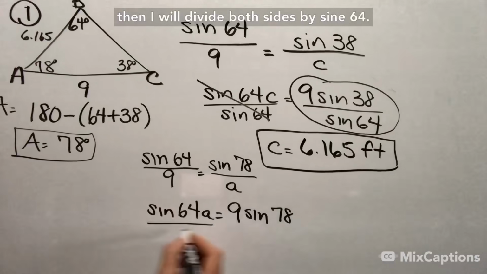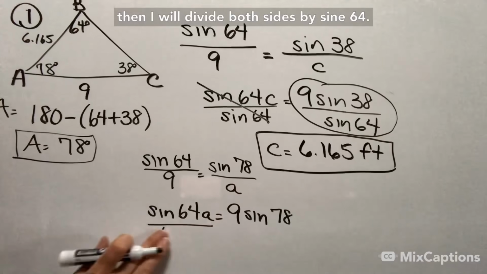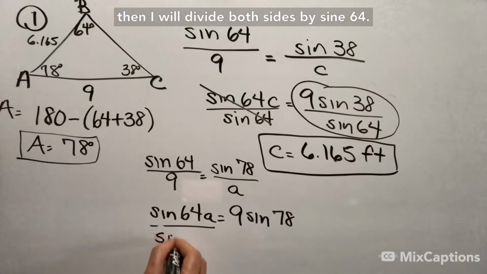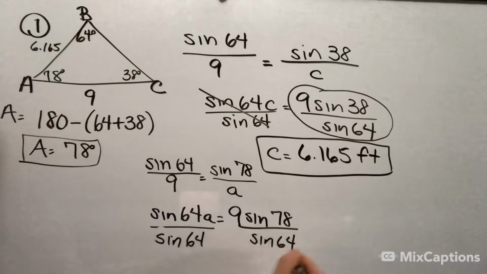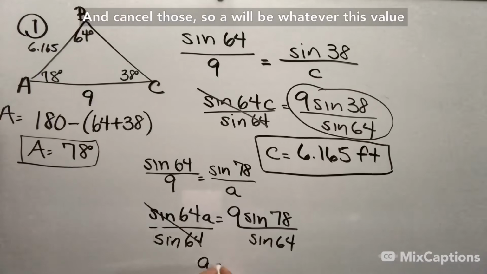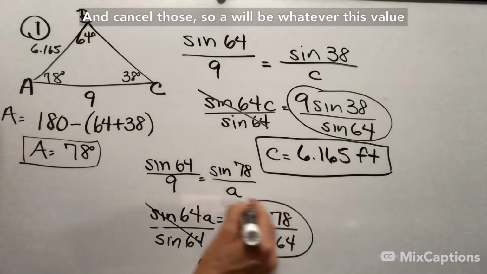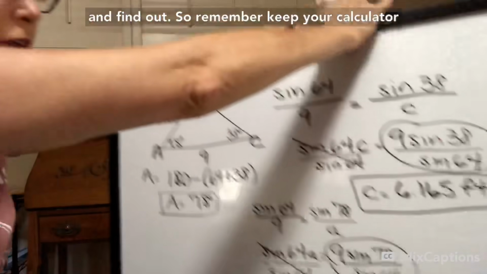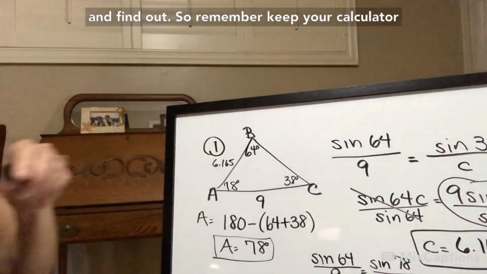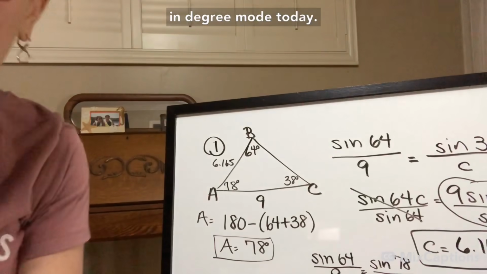And then I will divide both sides by sine 64 and cancel those. So A will be whatever this value works out to be. So let's go to our calculator and find out. So remember, keep your calculator in degree mode today.